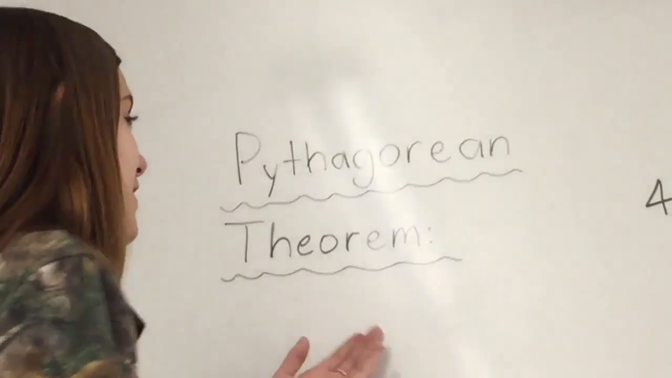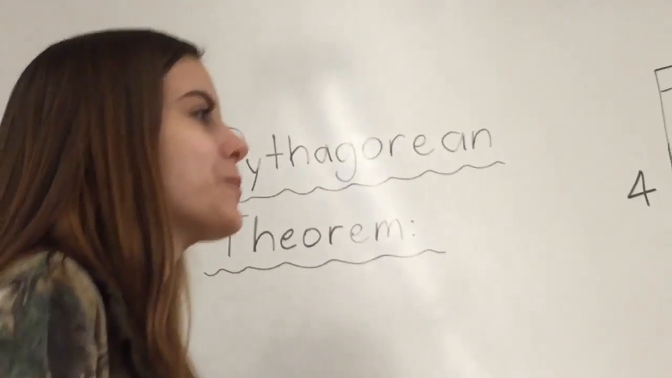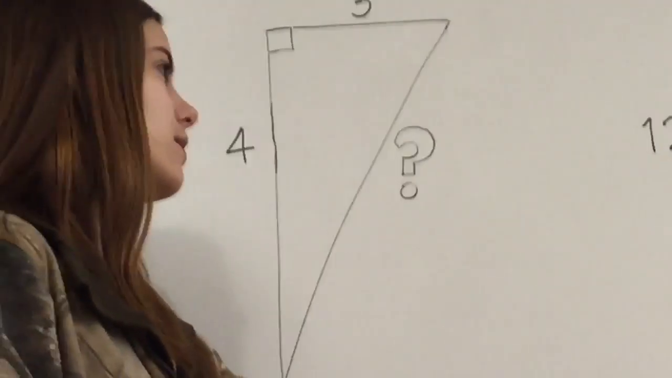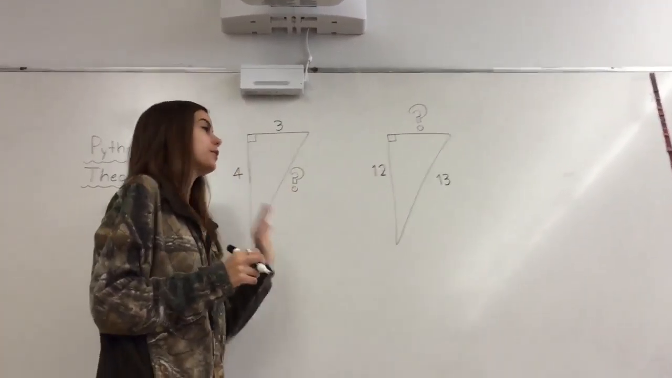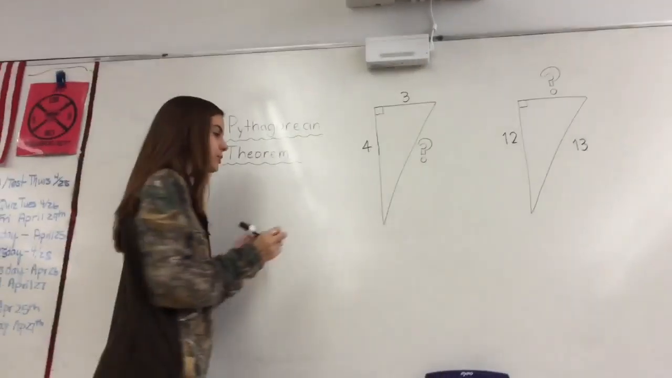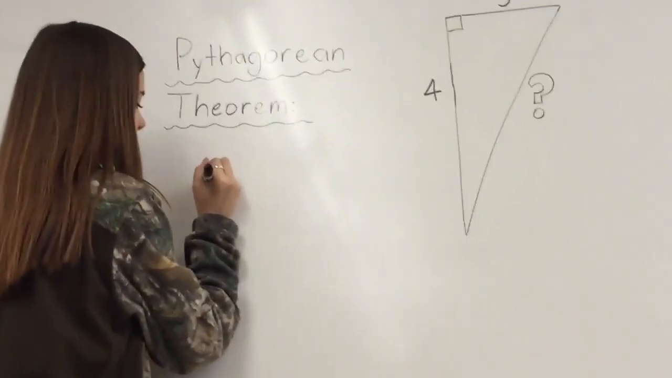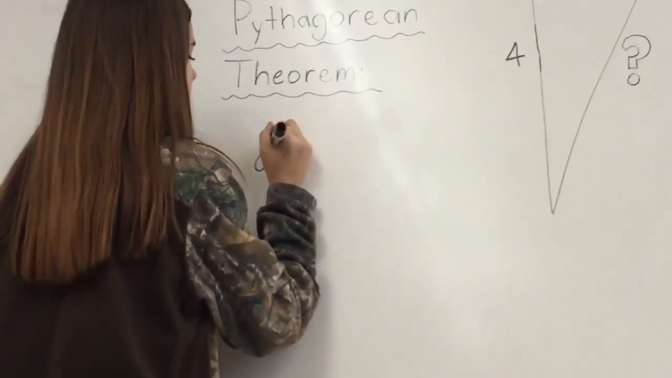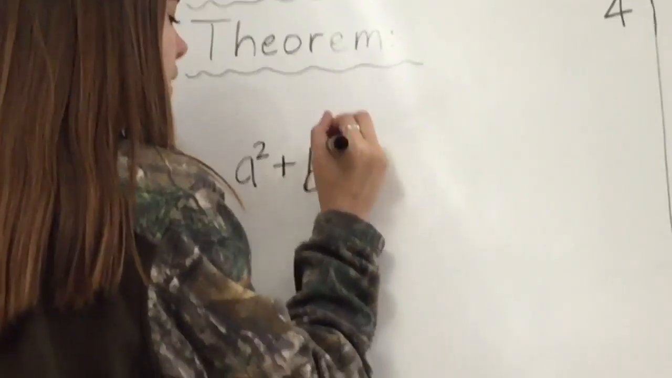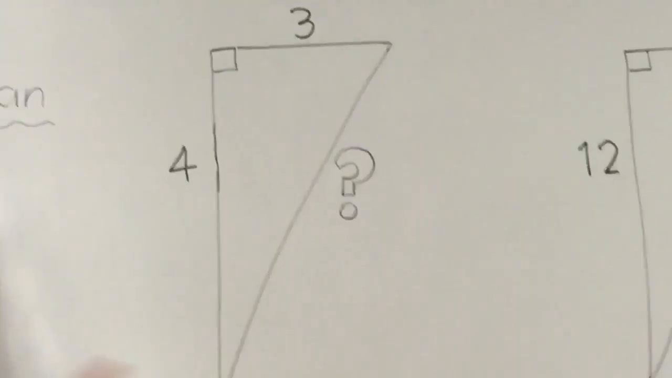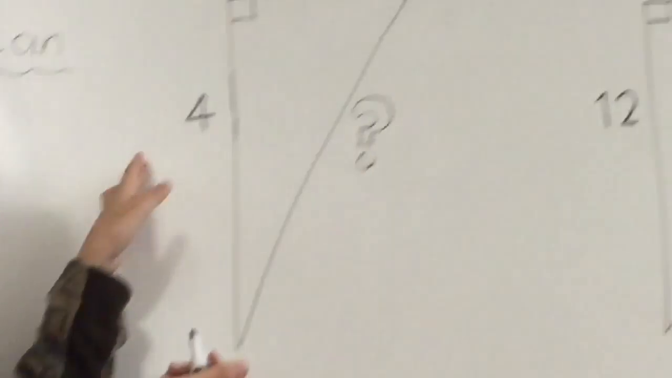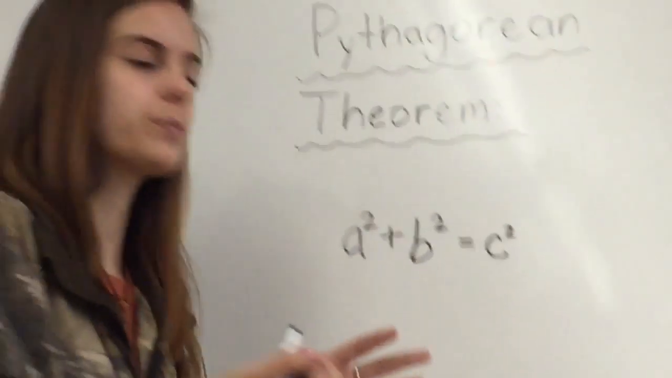And now we'll be doing Pythagorean theorem. So, right now we have two triangles, and one of them is missing a hypotenuse, and one of them is missing a leg. Now we're going to try to find these, and this is how you do it. We start with the actual Pythagorean theorem, which is a squared plus b squared equals c squared. Now the hypotenuse is always c. That's what c is. And the two legs are a and b. They're kind of interchangeable. It doesn't really matter which one's a and which one's b.